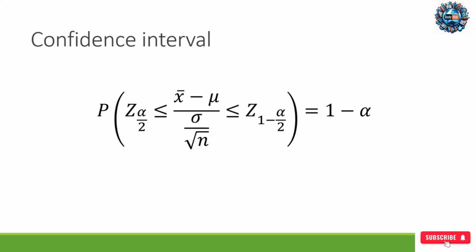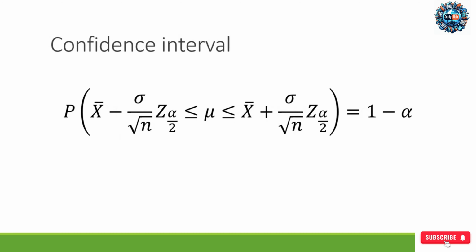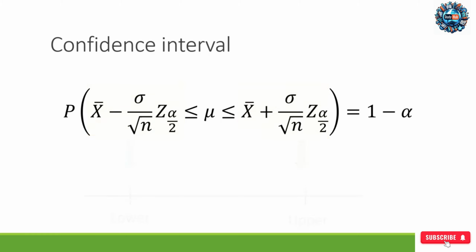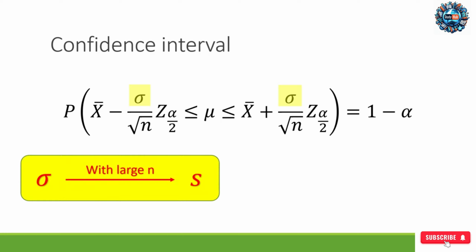With some calculation in the parentheses, we can have this form, which explicitly gives the upper and lower bounds for the population mean. Notice that sigma is the population standard deviation, which is usually unknown. In practice, we can replace it using the sample standard deviation if the sample size is large enough. The interval here for mu is called the confidence interval at the level of 1 minus alpha.